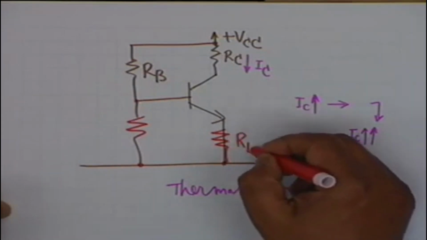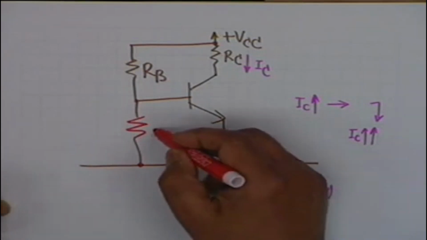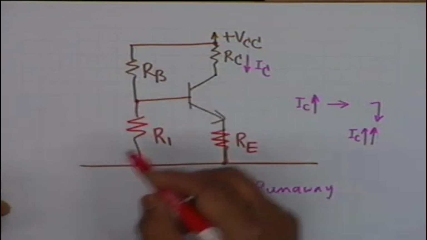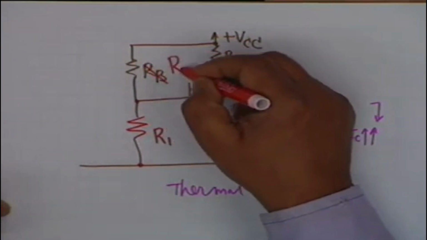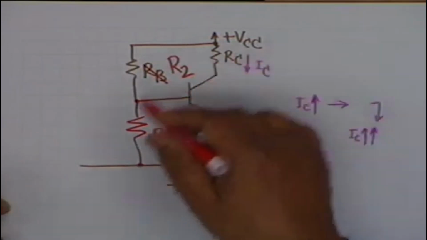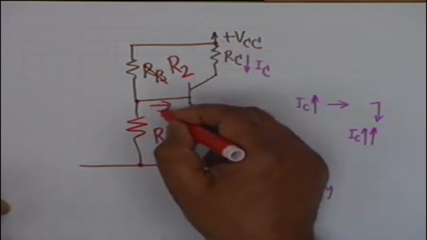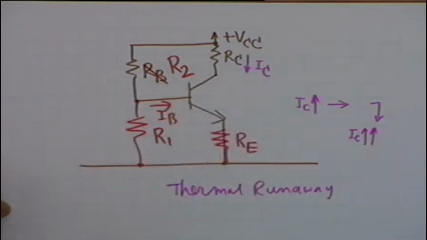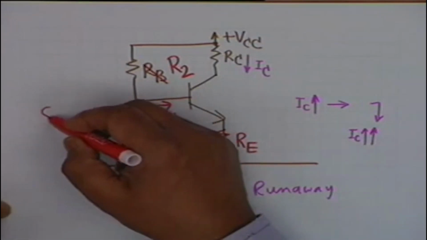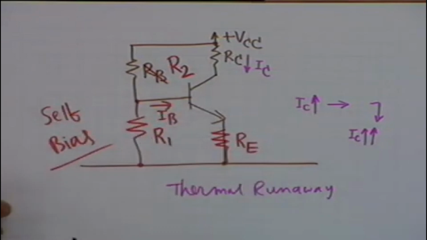This resistance which is connected to the emitter lead is called Re. The resistance that is connected from the base to ground is R1, and this resistance is redesignated as R2. And this is the standard terminology. I sub C is the collector current, I sub B is the base current, and the total circuit is called a self-bias circuit.